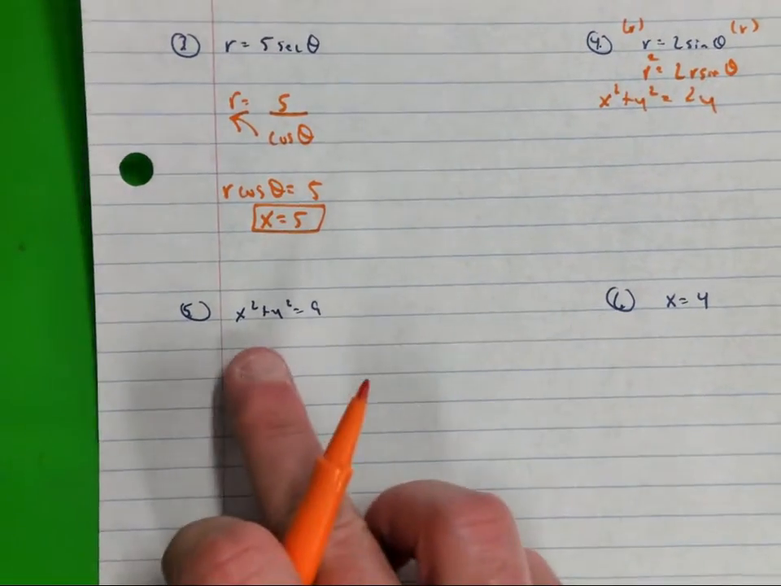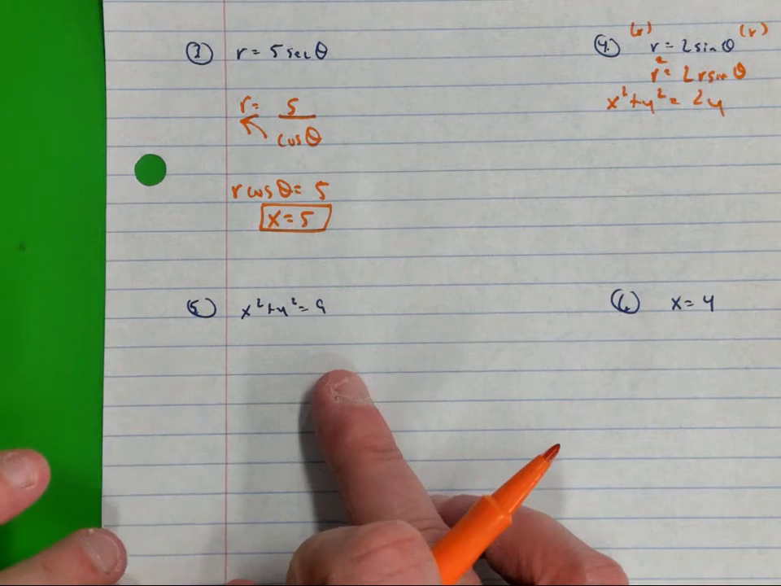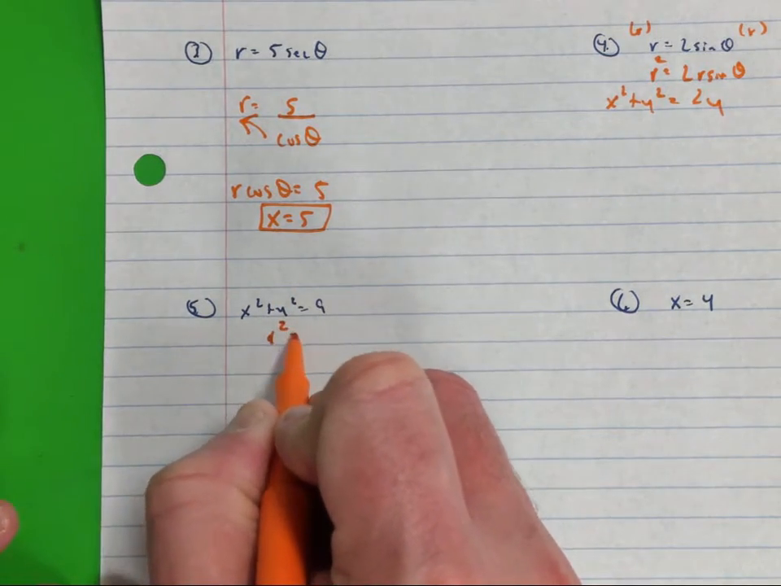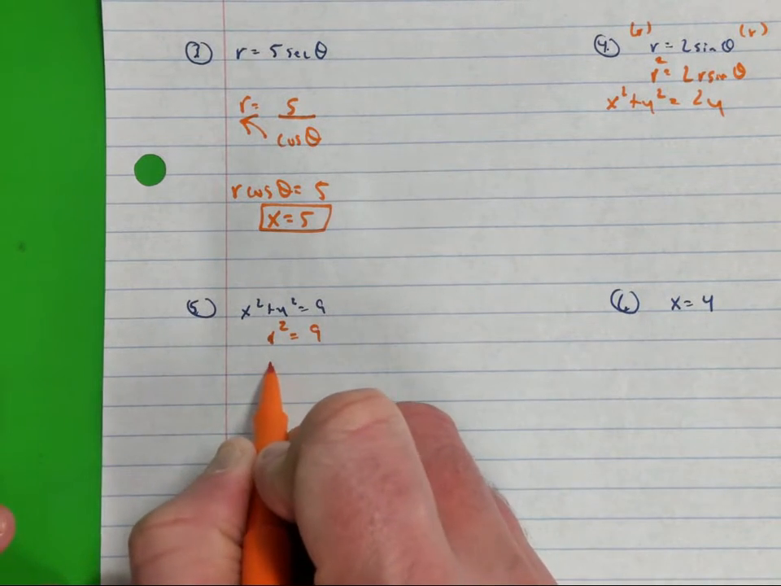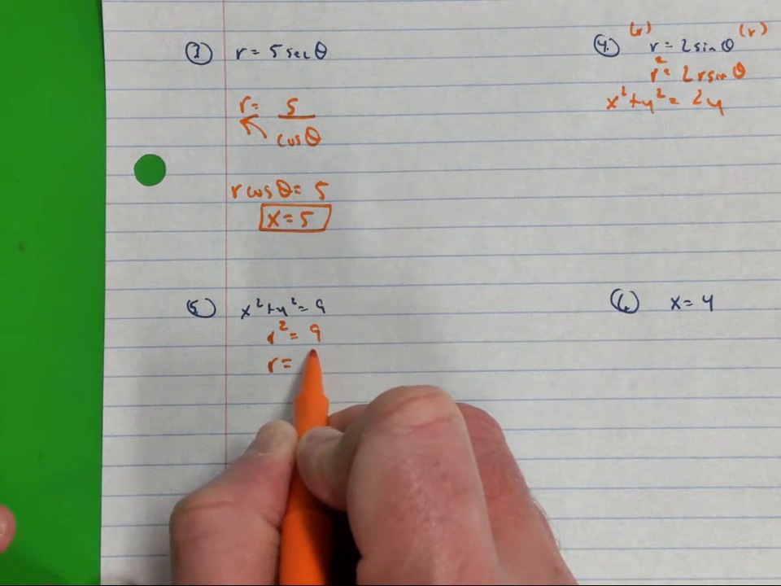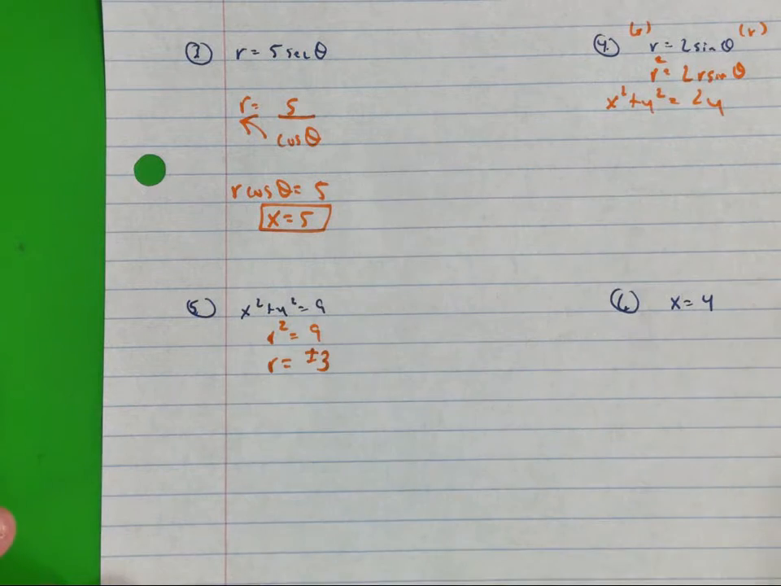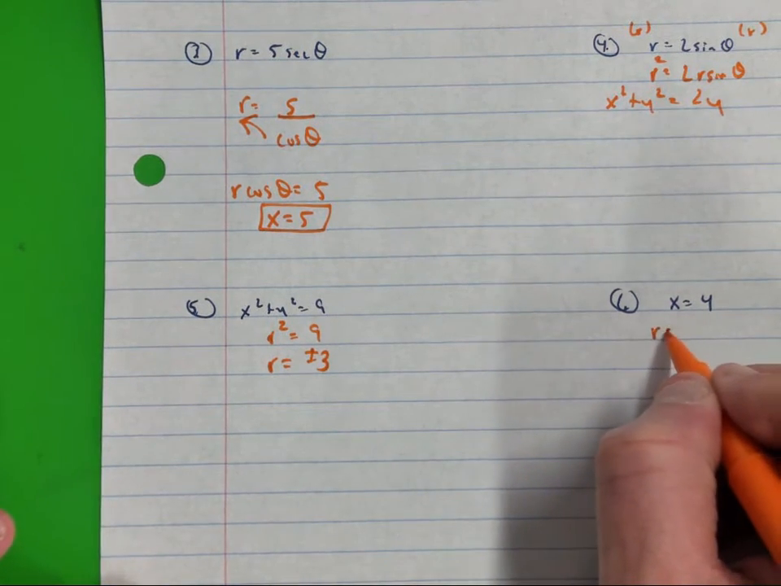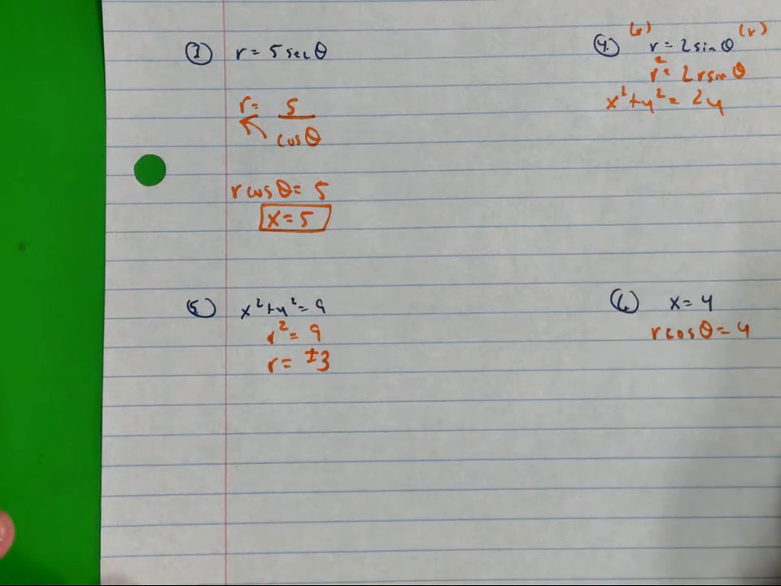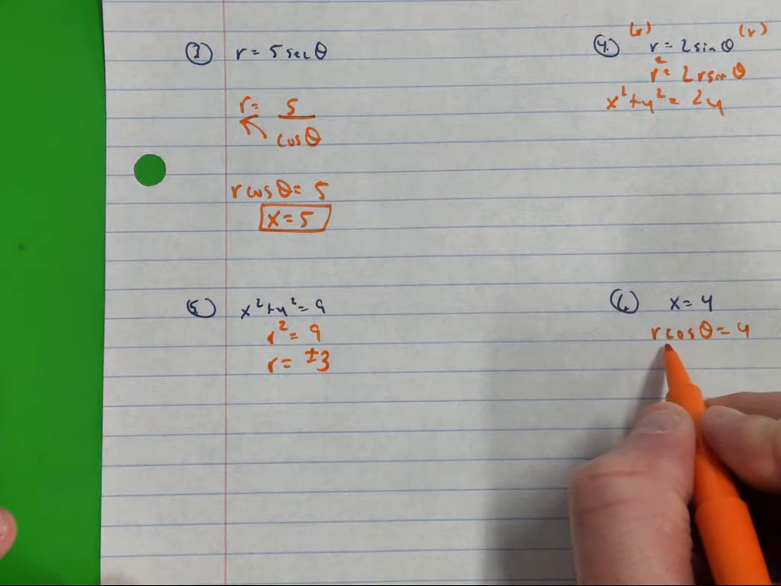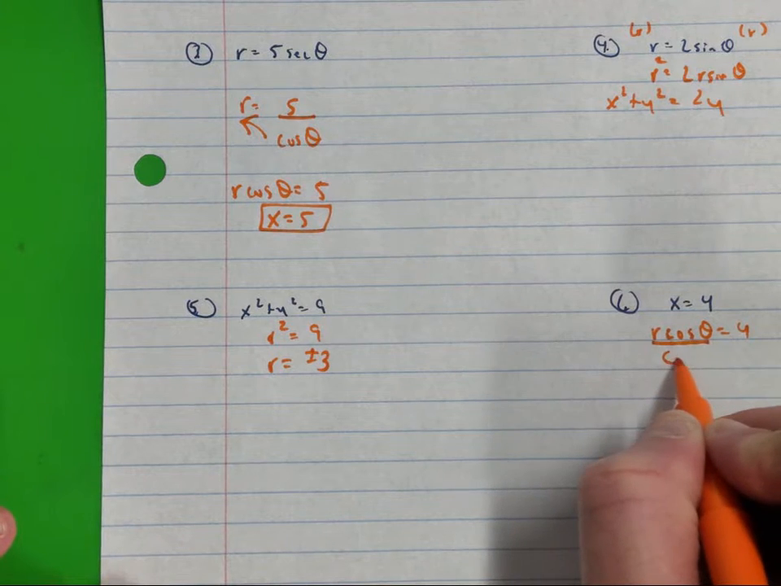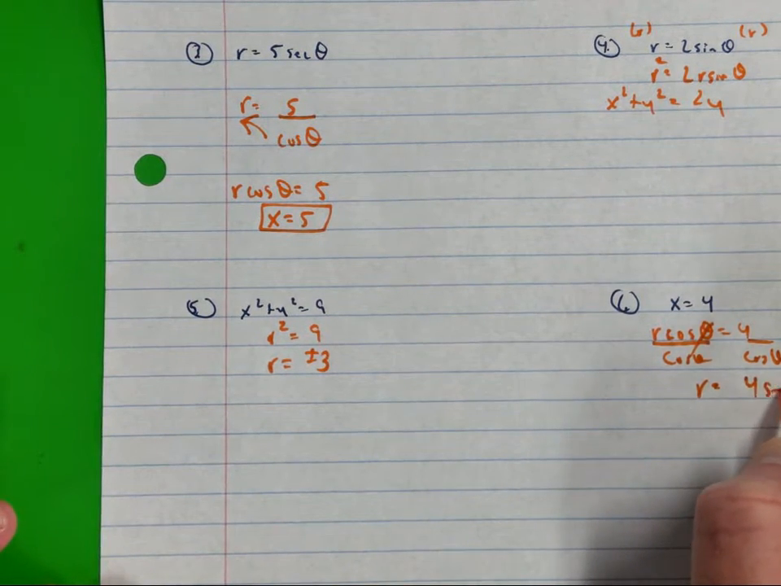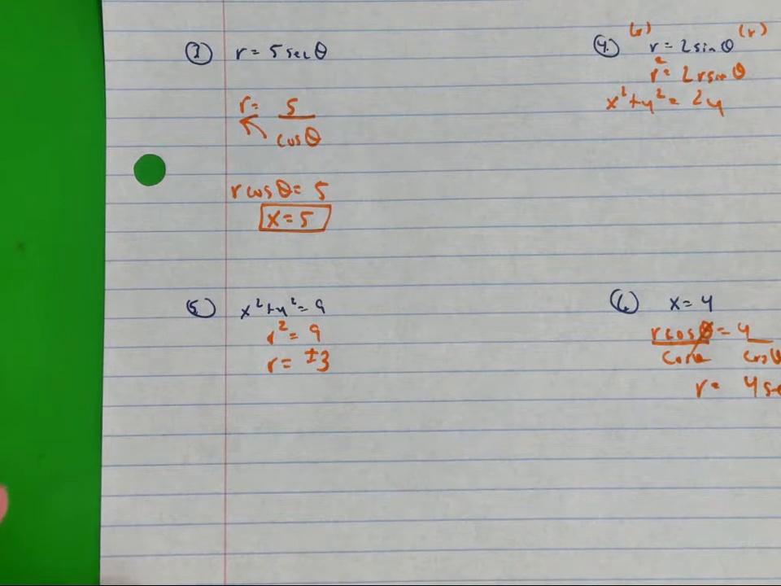Okay, what form is this in? Rectangular. X squared plus y squared can be substituted with what? Can I leave it r squared, or do I have to get r by itself? When you take the square root of both sides, you have to put what? Plus or minus 3. What can I sub in for x? R cosine theta. Can you leave it like that? No, you have to get what by itself? Divide both sides by cosine theta. So r equals 4 secant theta. Are there any questions on this review?